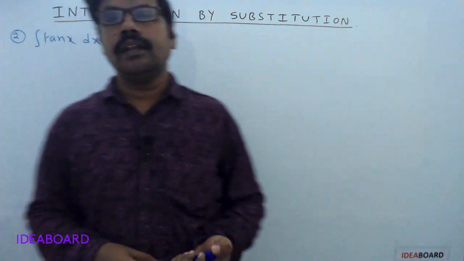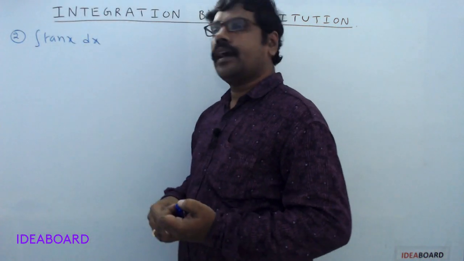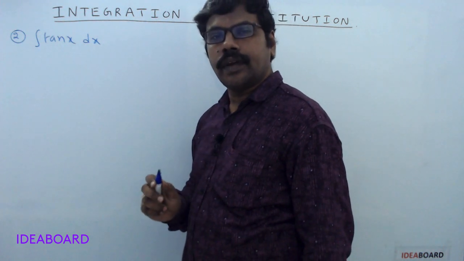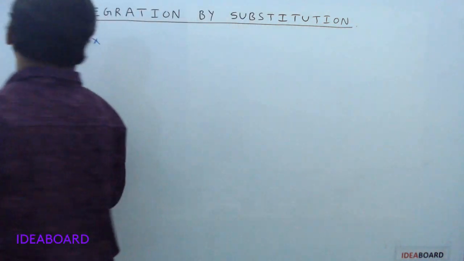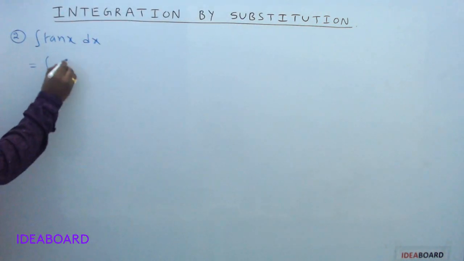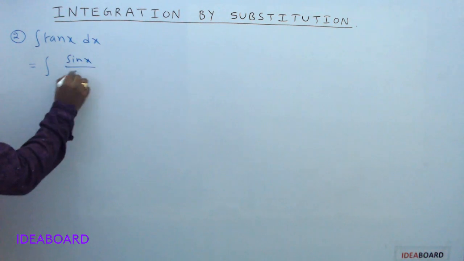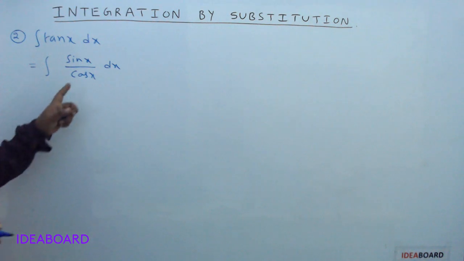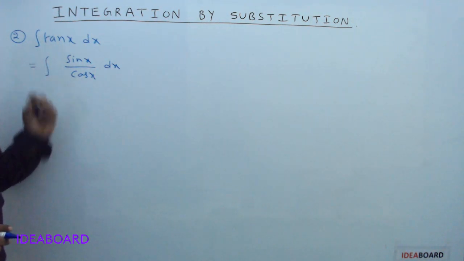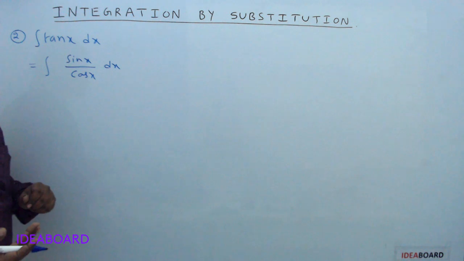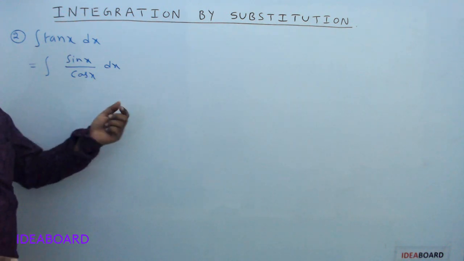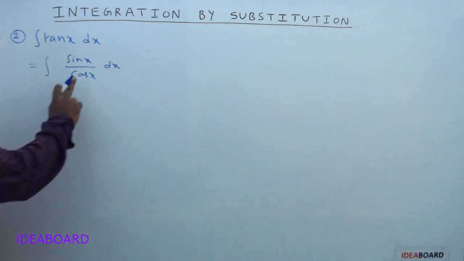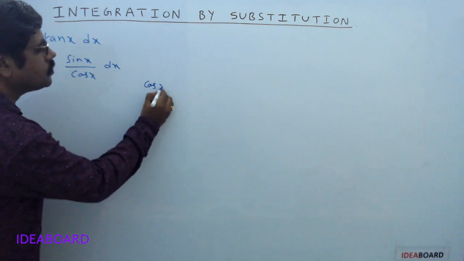Now come to the next one, integral tan x dx. Now this tan x can be written as sin x divided by cos x. Now come to the solution, integral sin x divided by cos x dx. Now what is the derivative of cos x? Minus sin x. If you take the substitution cos x equals t, then this function is easily integrable. So take the substitution cos x equals t.